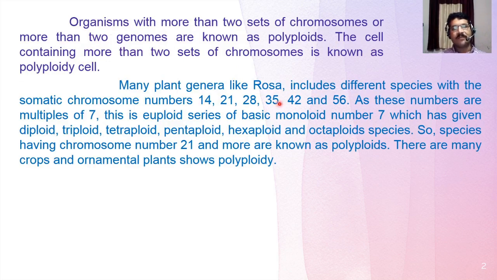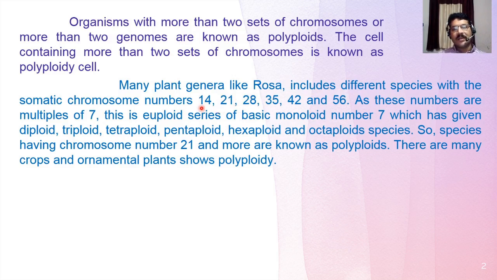Now we will see some examples of polyploids. Many plants like Rosa, this is one genus. This genus includes different species with somatic chromosome numbers 14, 21, 28, 35, 42 and 56. You can see all these numbers are multiples of 7.